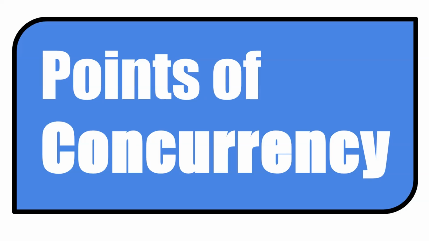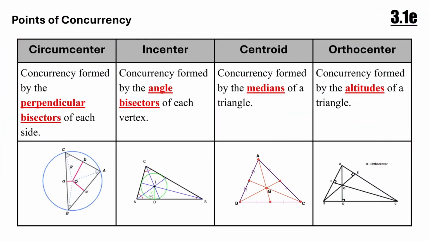This lesson will be about how to find the points of concurrency in triangles. There are 4 points of concurrency. They are the circumcenter, incenter, centroid, and orthocenter. The circumcenter is the point of concurrency formed by the perpendicular bisectors of each side. The incenter is the point of concurrency formed by the angle bisectors of each vertex. The centroid is the point of concurrency formed by the medians of a triangle. And the orthocenter is the point of concurrency formed by the altitudes of a triangle.